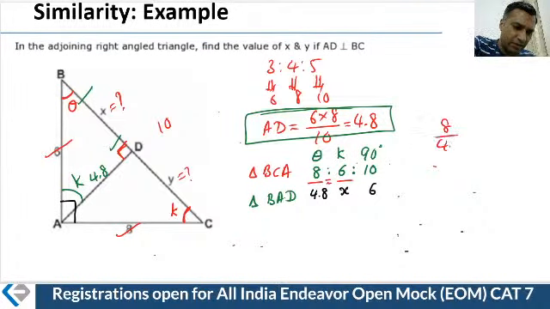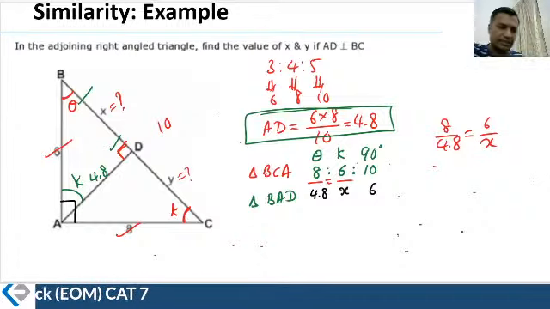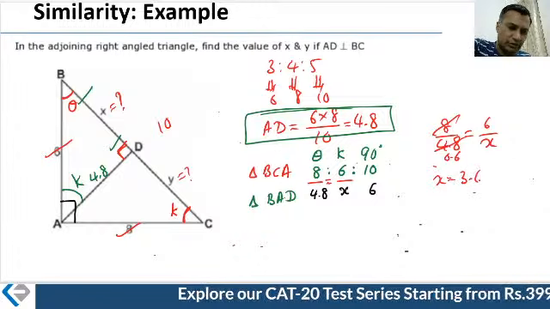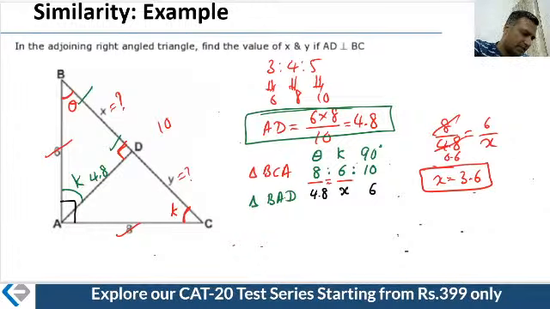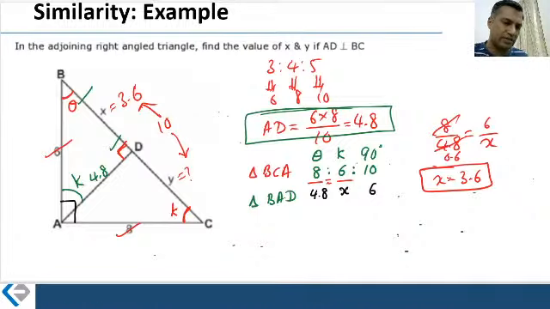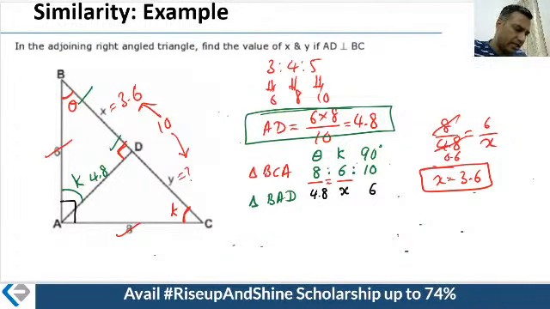Therefore, 8 divided by 4.8 is also equal to 6 divided by X. Therefore X is equal to 6 times 6 divided by 8, which is 3.6. So the value of X is nothing but 3.6. Out of 10, if 3.6 is here, the remaining length is out here. I can get the remaining length from 10 minus 3.6, which would become 6.4.